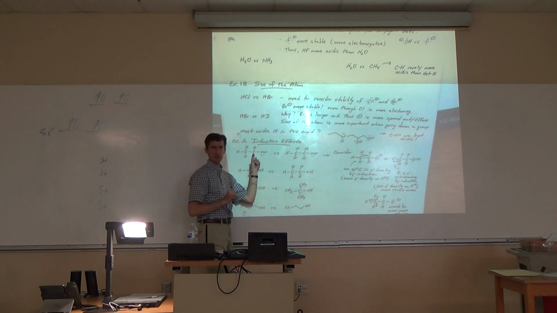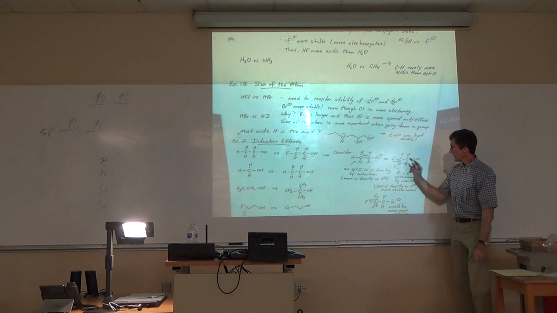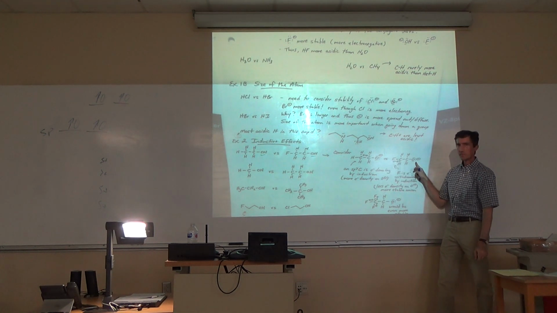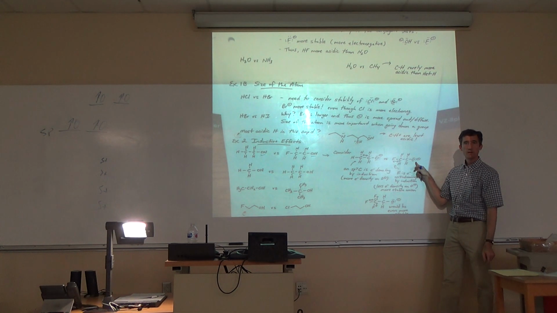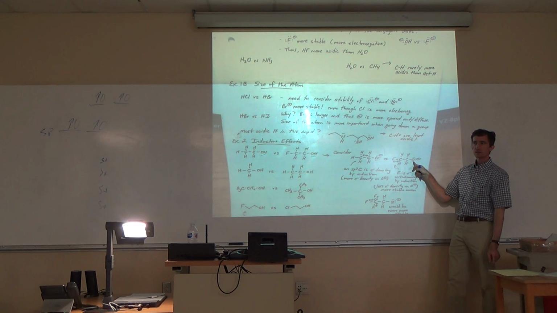What do we want to consider? The conjugate basis, right? What do they look like? This. Which is more stable? O minus or O minus? O minus. Right. That doesn't give us the answer. We've got to look at something else, right?